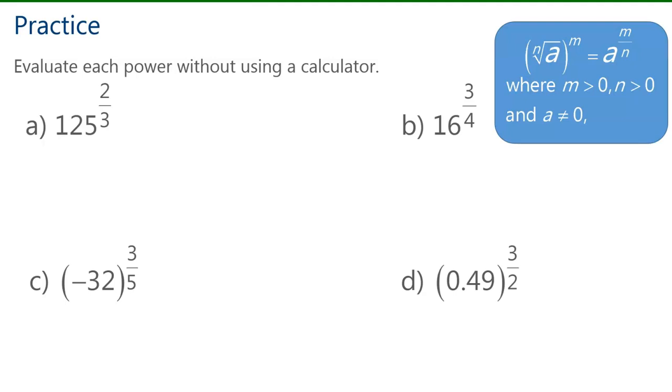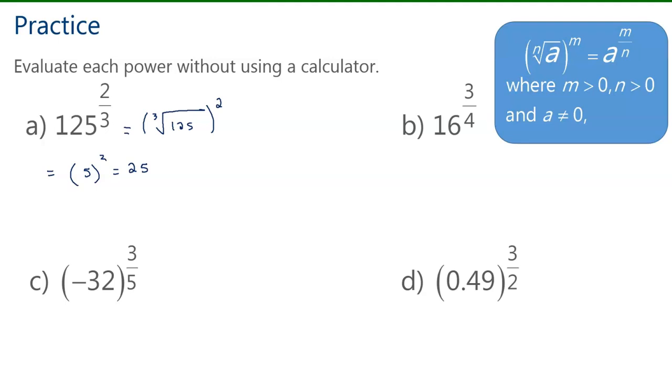Let's do some practice. Evaluate each power without using a calculator. Look in the upper right-hand corner. The nth root of a all to the m equals a to the exponent m divided by n. Note that m has to be greater than 0, n has to be greater than 0, and a can't be 0. Let's look at a. This can be written, according to the rule on the right, as the cube root of 125 all to the 2. The cube root of 125 is 5, so that's 5 squared. My final answer is 5 squared, which is 25.